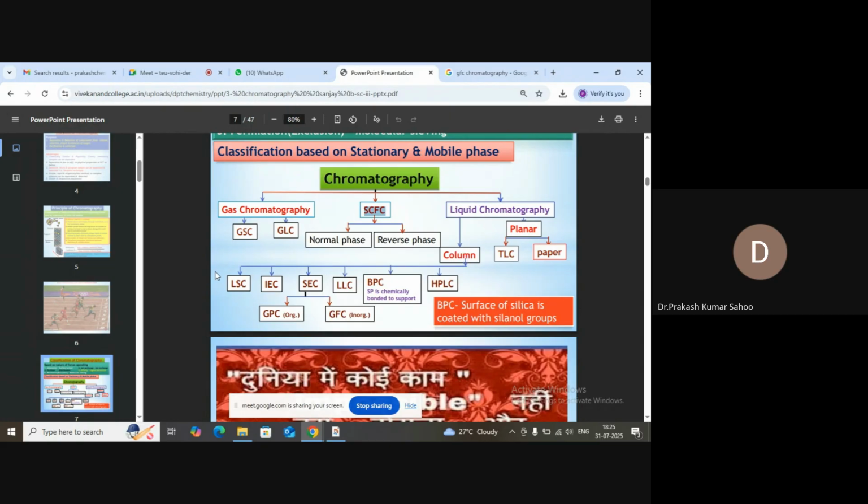Then under column, we have liquid solid chromatography, ion exchange chromatography, size exclusion chromatography, liquid liquid chromatography, base peak chromatography, high performance liquid chromatography, gel permeation chromatography, and gel filtration chromatography. So all these are different chromatographies based on their type of process, type of solid, stationary and mobile phase applied or used.